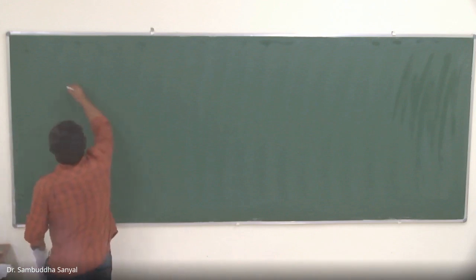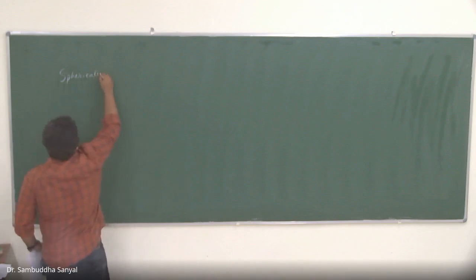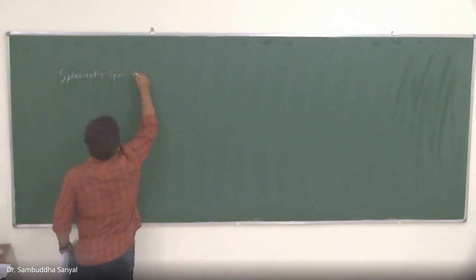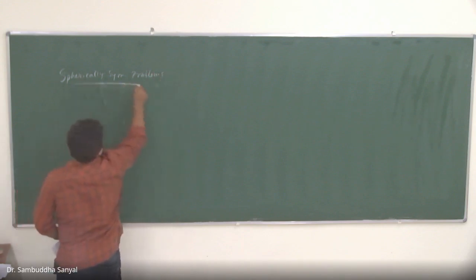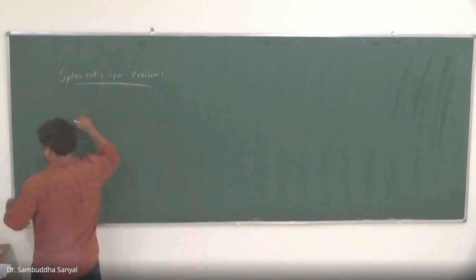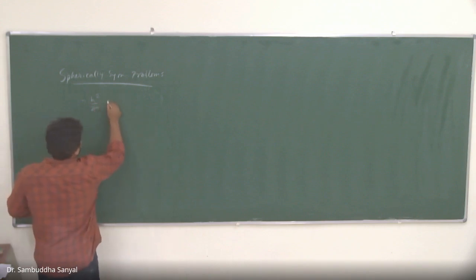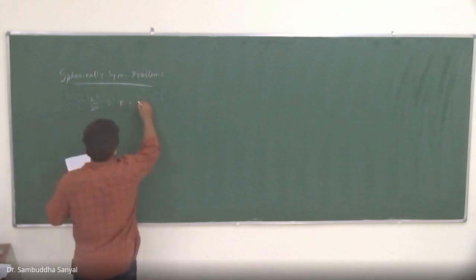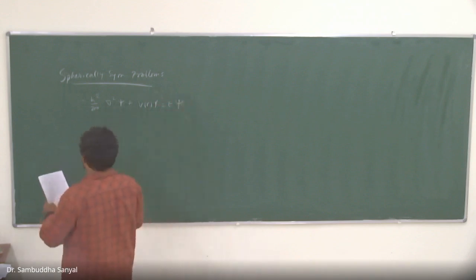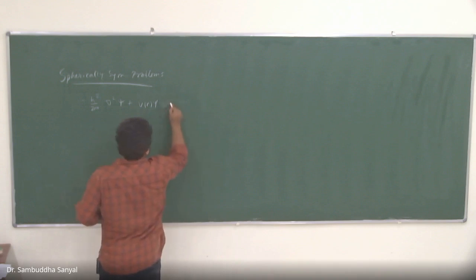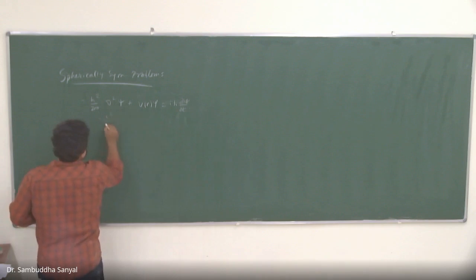Okay, so we are back to spherical symmetric problems. Let's start recording. Yes. Okay, and as I stated earlier, the Hamiltonian is of this form. This is the problem we set out to solve. Actually, the full problem is this. And the problem we set out to solve is this.